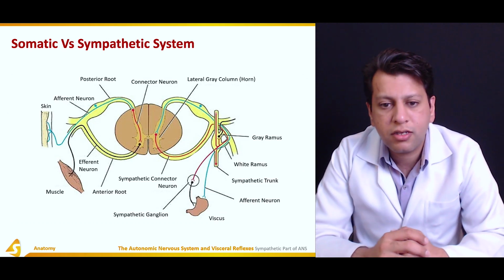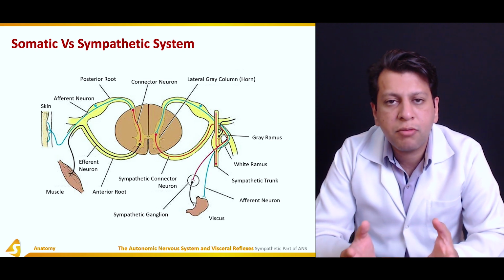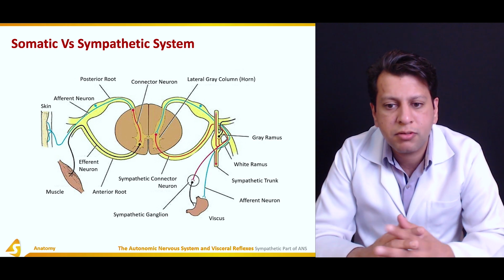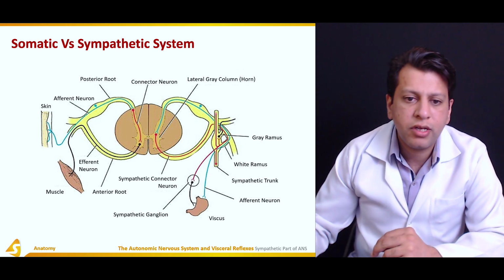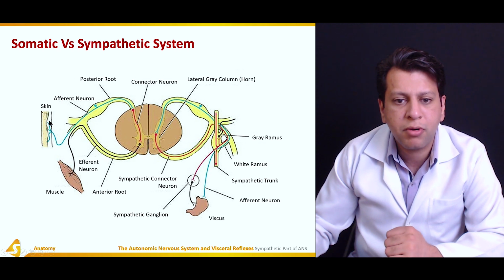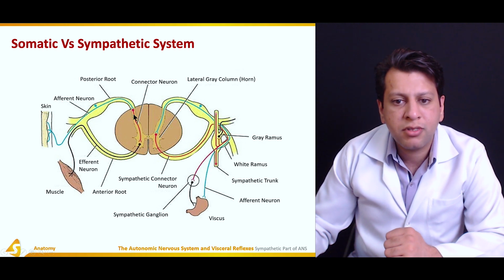Now this is a diagram which is comparing the somatic nervous system, which is supplying the muscles, to the autonomic nervous system. If you see over here, this is the somatic part of the nervous system. This is the sensory part. The afferent fibers are coming in. The cell bodies are present in the dorsal root ganglion, which is bipolar. The synapse: this is the internuncial neuron, the connecting neuron.